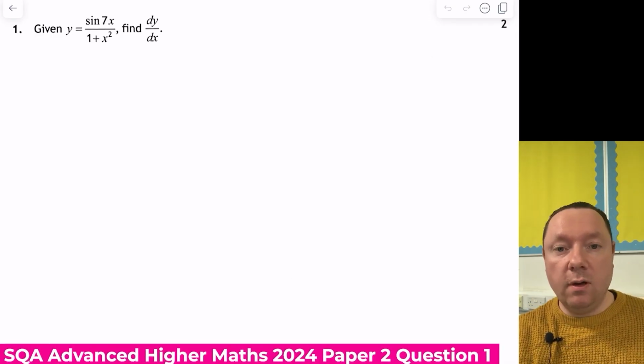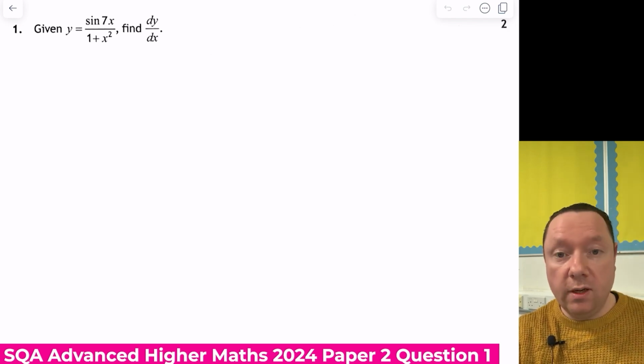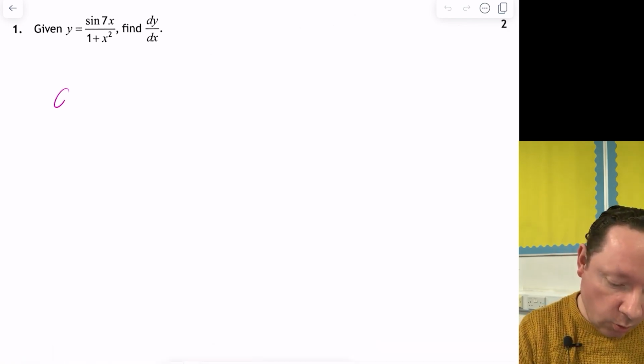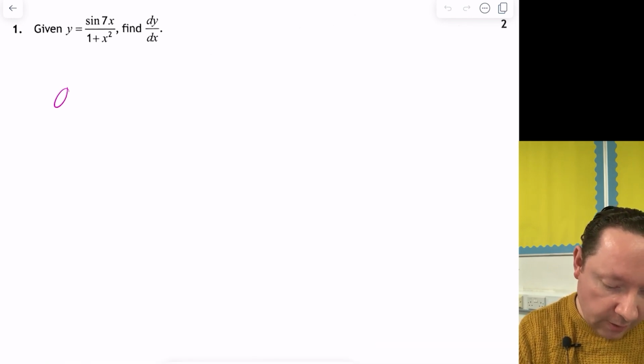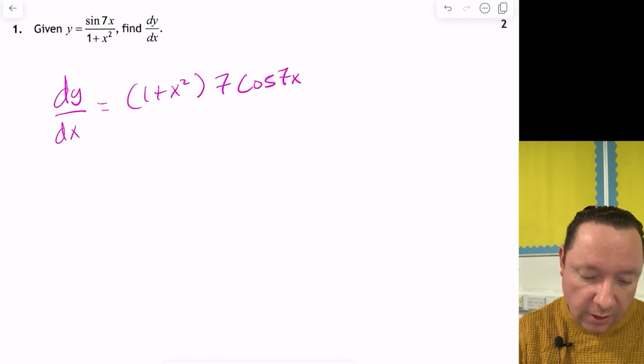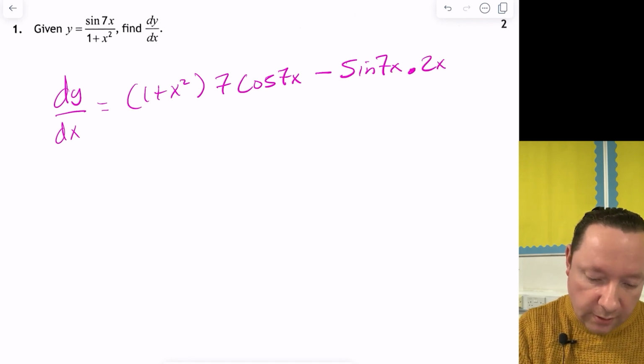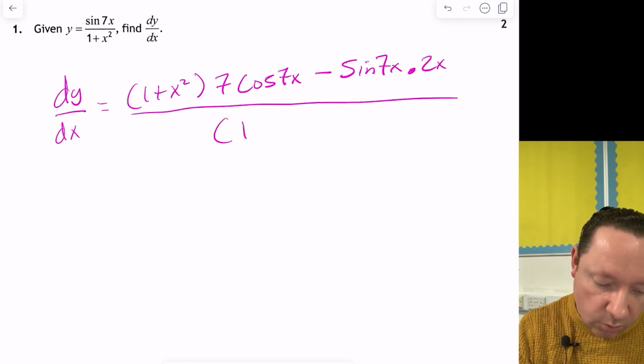SQA Advanced Higher Maths 2024 Paper 2 Question 1. Given that y equals 7 sine 7x over 1 plus x squared, find dy by dx. So we're going to use the quotient rule. So we've got dy by dx is equal to v, 1 plus x squared, u dash, sine becomes cos. So it's 7 cos 7x, vu dash, minus u sine 7x, v dash, well that's just times 2x, all over v squared, which is 1 plus x squared, all squared.